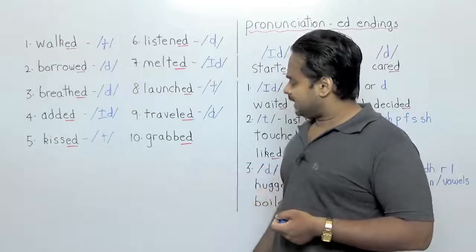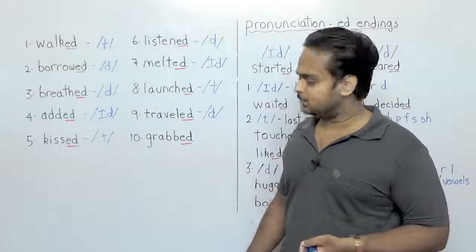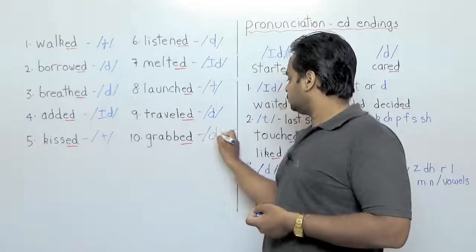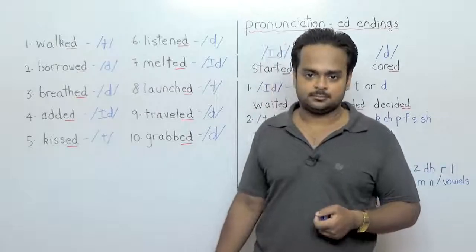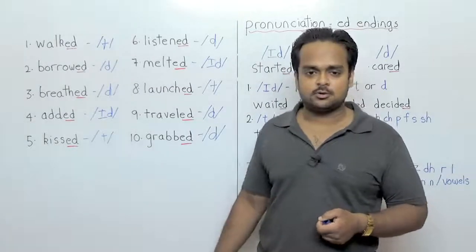In number 10, the last sound is b. Remember, b is voiced, so grabbed, grabbed. All right, how many of those did you get right?